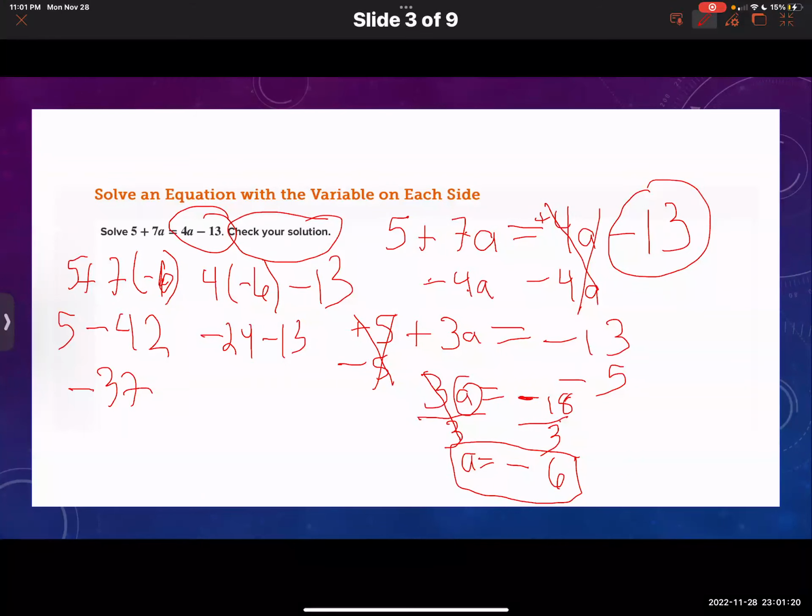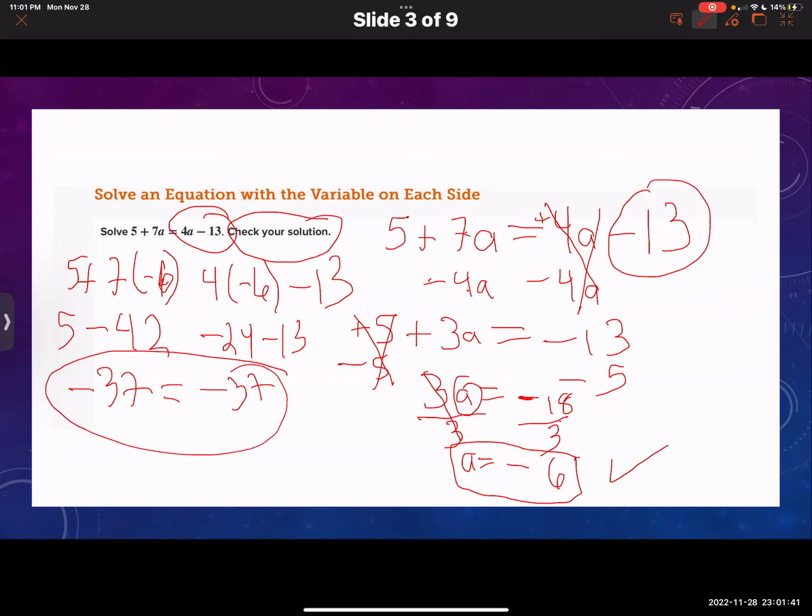Again, I can put that into the calculator, or I could tell a story. I want to buy something that costs 24 and I want to buy something that costs 13. How much money will I need? I'll need $37. Well, look at that. Negative 37 equals negative 37. Is that true? It is true. So this is the right solution.